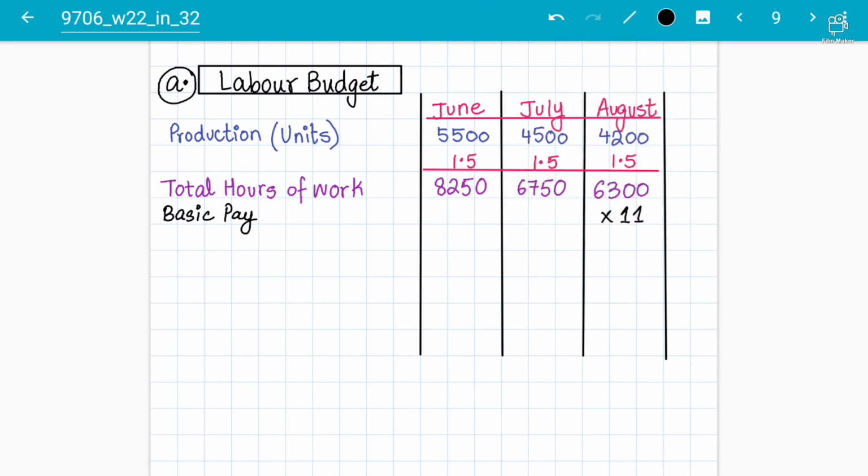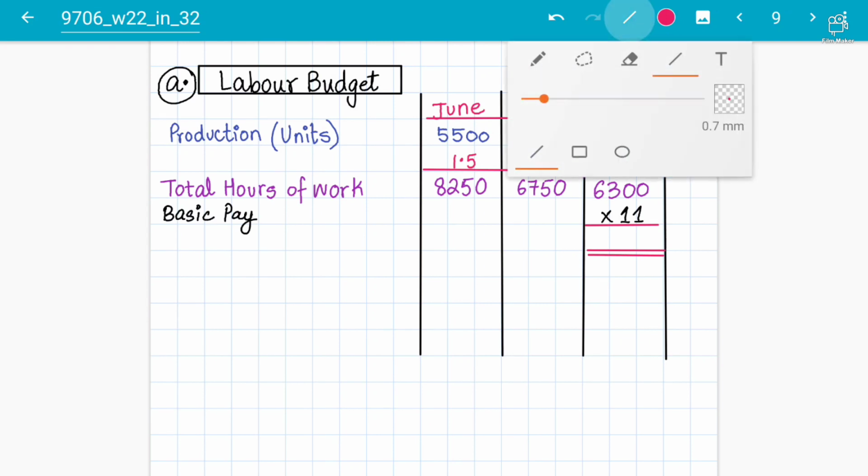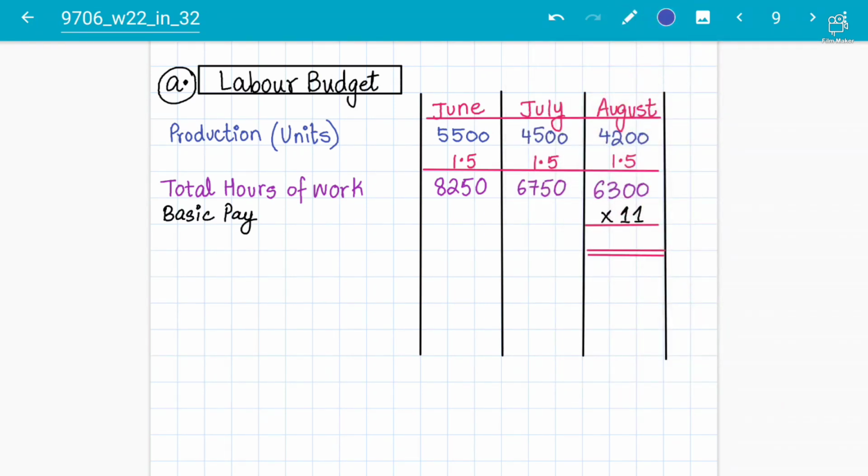So here we go, that is the cost for the August budget. The August budget is 6300 into 11, so that is the cost for August: $69,300. It is the cost of the labor's wages, $69,300 for August. Let's put the dollar sign above, students.